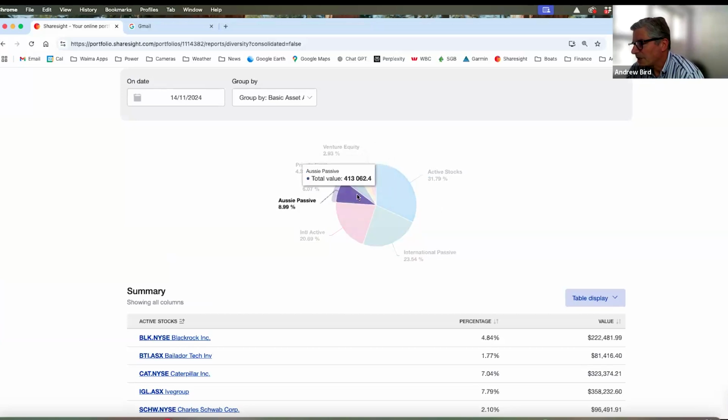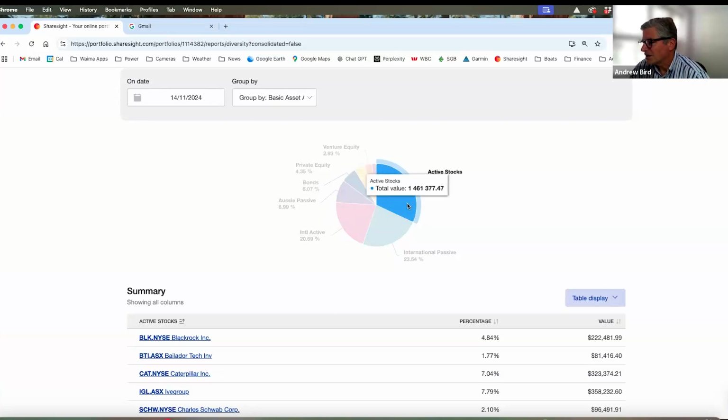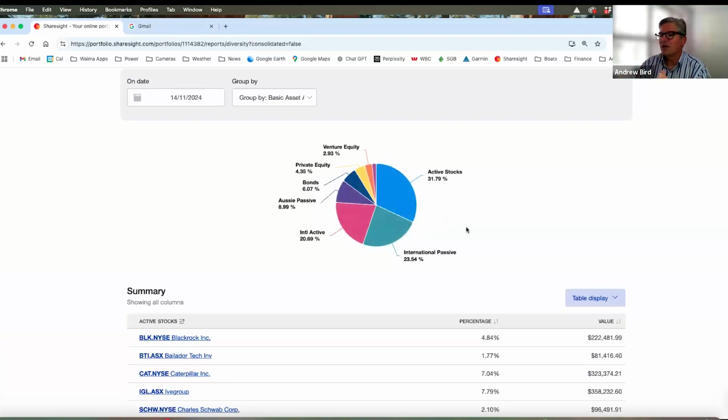Bonds, that's the other one where I'm probably still underweight, and over time I'll look to boost that. So, if I sell active stocks, I might boost the bond component, and similarly with the international. So over time, my asset allocation is probably going to get a little bit more conservative, but I'm not in a huge rush to do it.